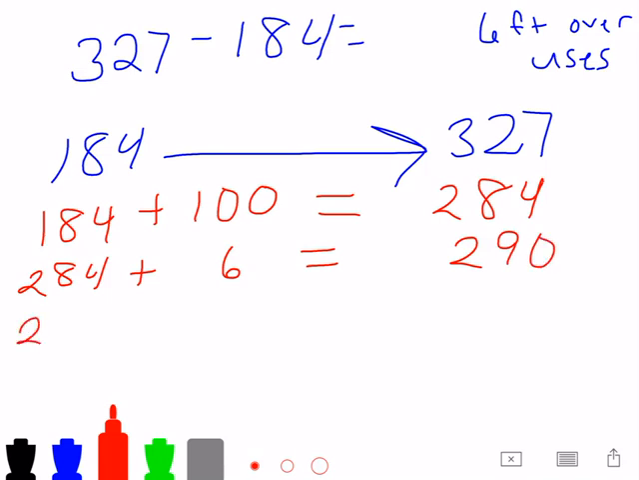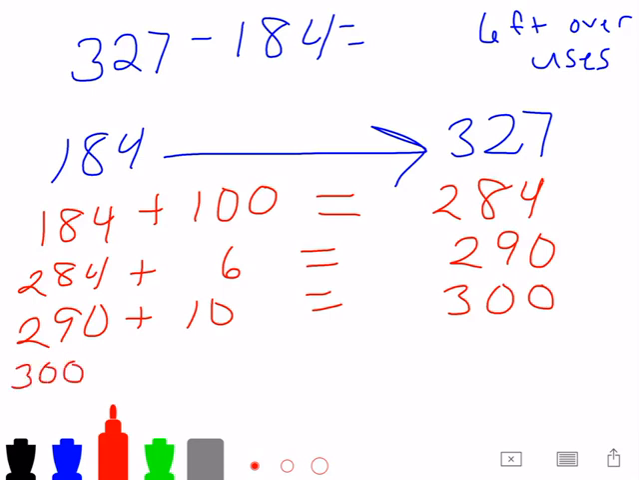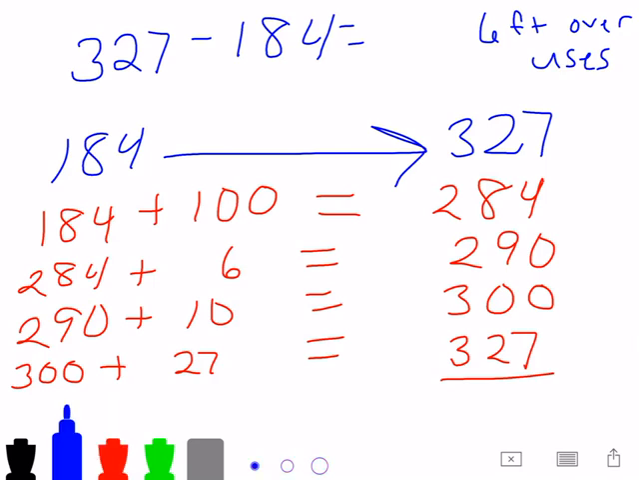So now I'm going to take 290 and add 10 to it, because that's going to make me another friendly number, which is 300. And now I can easily take 300 and add 27 to it to get me to 327, which was where we wanted to get to. But now I have to take and add all of these numbers in blue together.